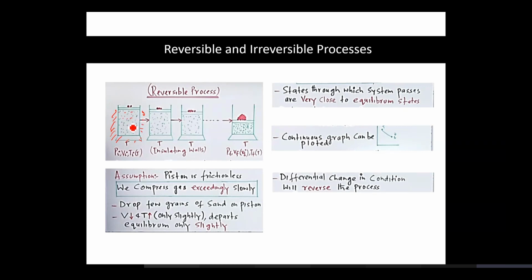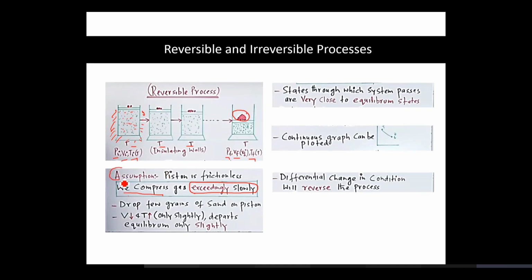You have again the piston cylinder assembly, with gas particles within it. Initially, pressure is PI, volume is VI, temperature is TI. You start putting grains of sand on top of the piston one by one. Since the system is adiabatic, there is no heat transfer. The system gets compressed from the initial state to the final state, PF, VF, and TF, with a number of grains present on top of it. But you have compressed the gas exceedingly slowly. When you do so, you are basically making the system move in an equilibrium manner.